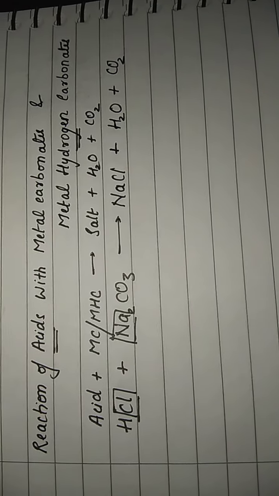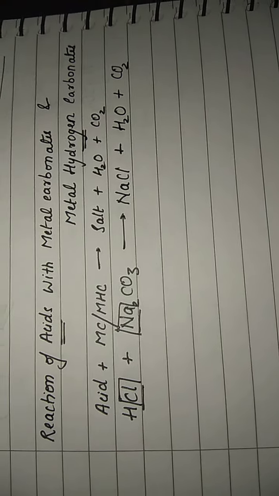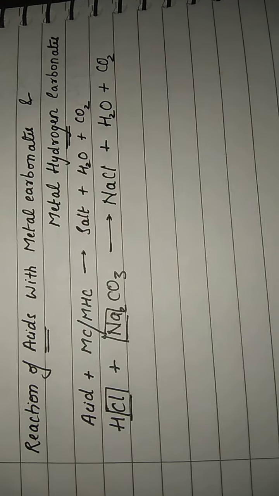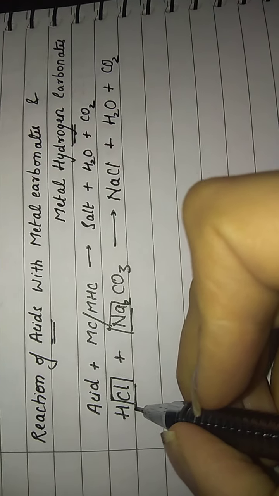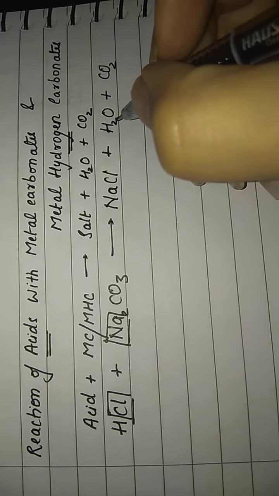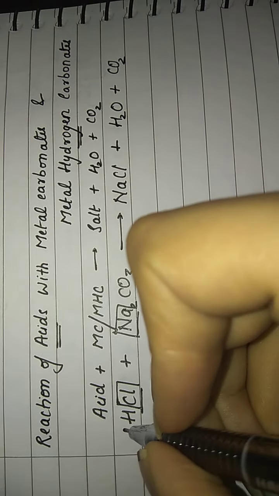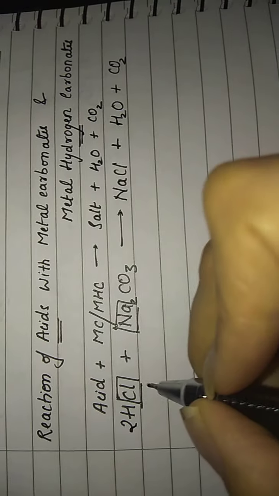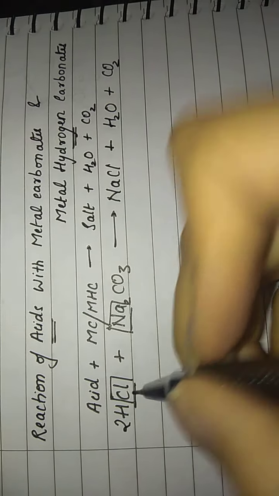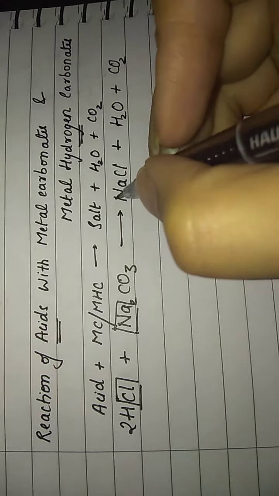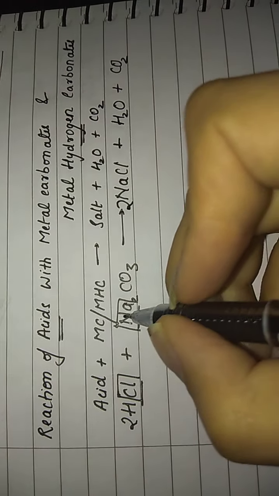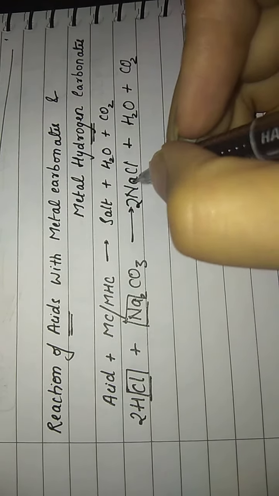Right. Now my next step is going to be checking whether the equation is balanced or not. Let us check. There is one hydrogen on the left, there are two hydrogens on the right, so let me make it as 2. Now let's see for chlorine. There are two chlorines on the left and there is just one chlorine on the right. So I make this also as 2. Let us see for sodium. There are two sodiums on the left and two sodiums on the right.